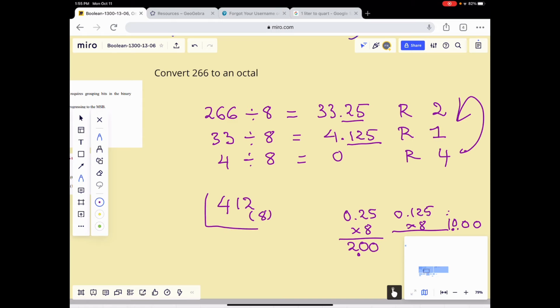So when you have the calculator, take the decimal part and multiply by 8, and then you can see what the remainder is and write it down. All right, so that's the way you convert that one.